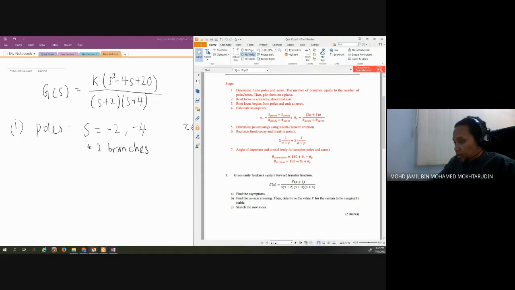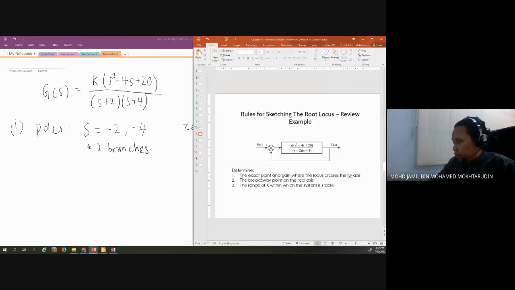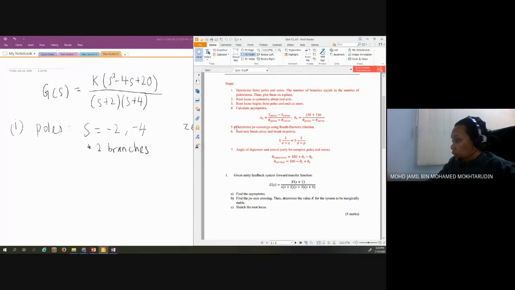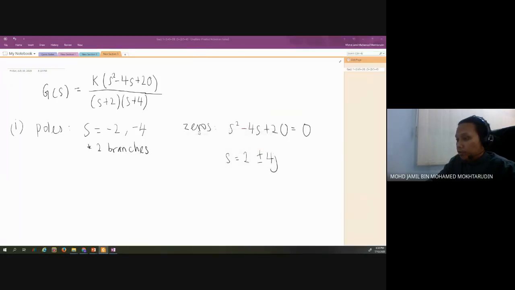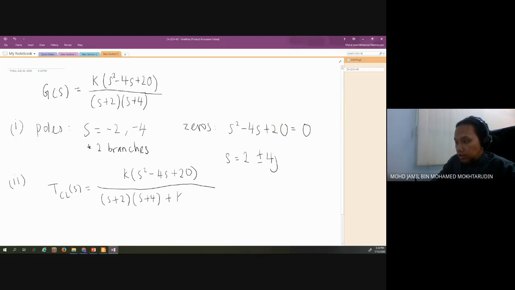Next, based on the question, you are required to find the exact point and gain where the locus crosses the jω axis, meaning the frequency and also the gain. So we follow step number 5. To determine the jω crossing, we use the Routh-Hurwitz criterion. The first step is to get the closed loop transfer function, T_CL equals K(s² − 4s + 20) divided by (s + 2)(s + 4) + K(s² − 4s + 20).